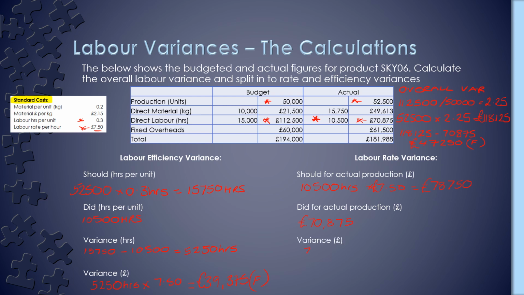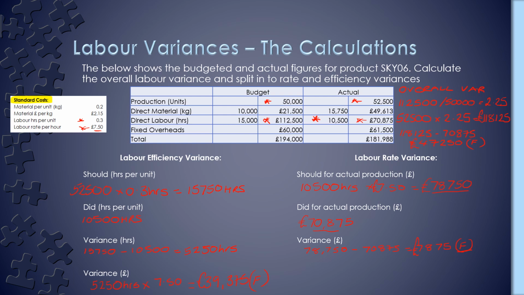So our variance therefore is what we were expecting to spend for the amount of hours minus what we did spend, and that gives us a variance of £7,875 favourable. Again, we were expecting 78,750. We only spent 70,875, so therefore our variance is favourable.